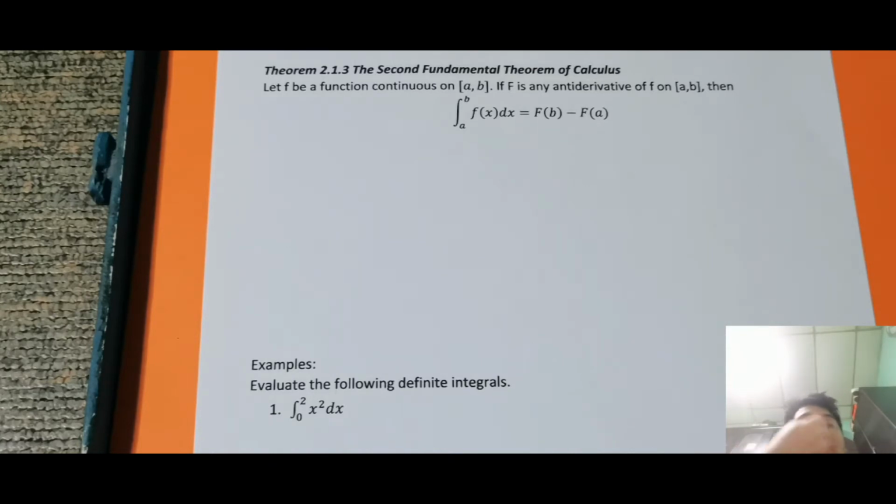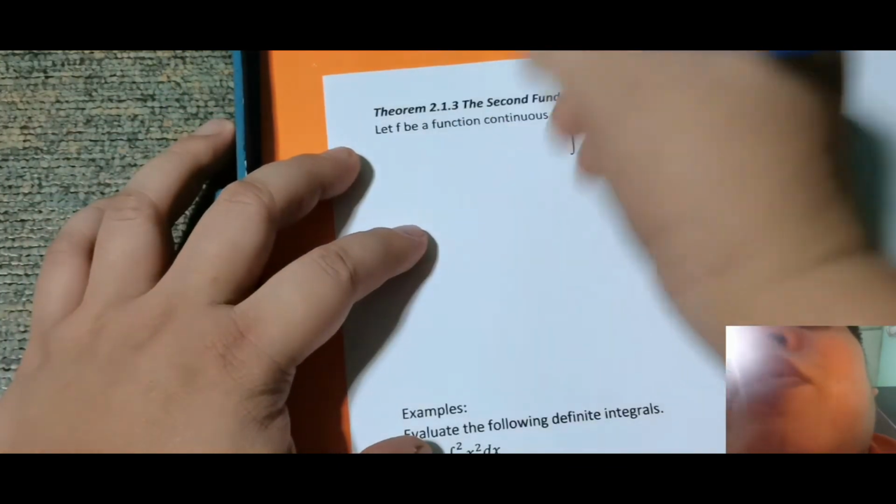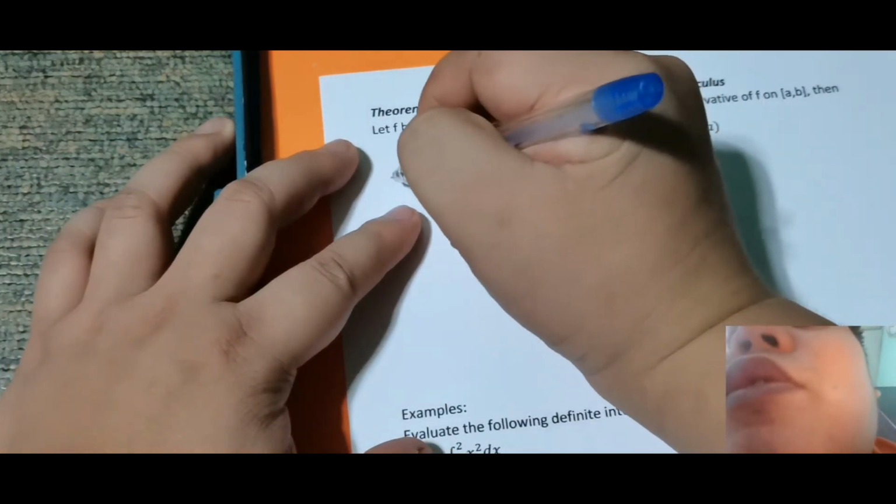Okay, so let f be a function continuous on [a, b]. So na-explain ko na yan. So if F is any antiderivative of f on [a, b], then we have the integral of f of x dx from a to b is just equals sa capital F of b minus capital F of a. Okay, so ganun yung ibig sabihin niya. So note, naglagay ako ng malaking space diyan. Kailangan ko siyang i-prove, pakita sa inyo yung pangyayari na to.